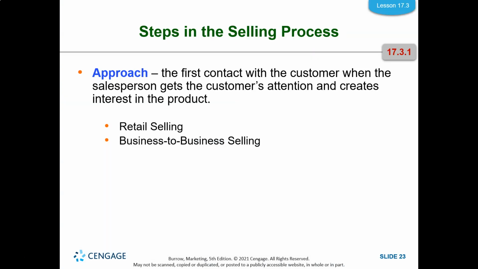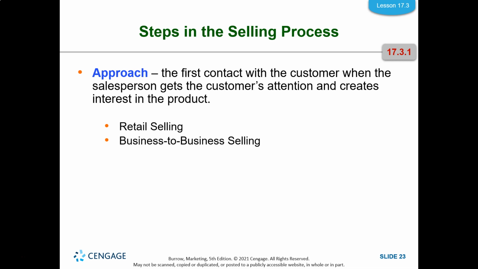So, steps in the selling process, 17.3.1. This starts on page 485 and goes through 486, 487, 488, 489, and parts of 490. So definition here, approach: the first contact with the customer when the salesperson gets the customer's attention and creates interest in the product.